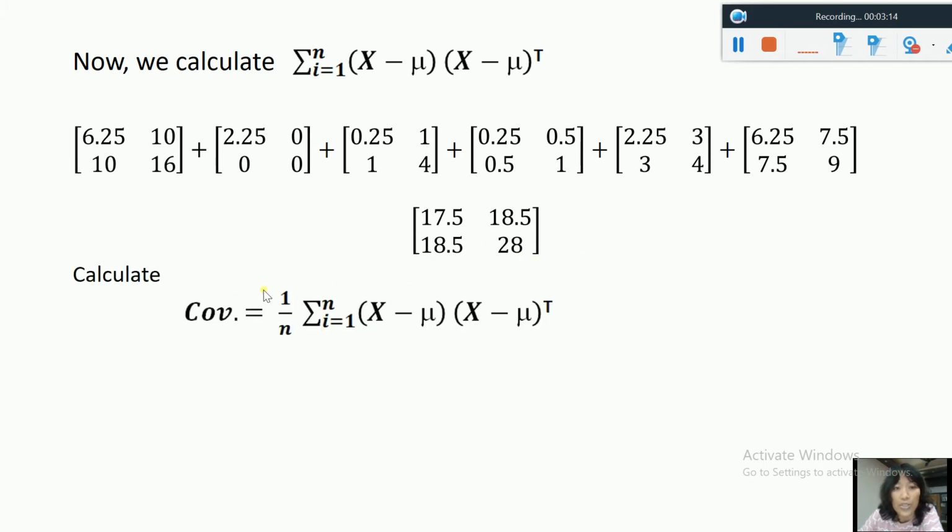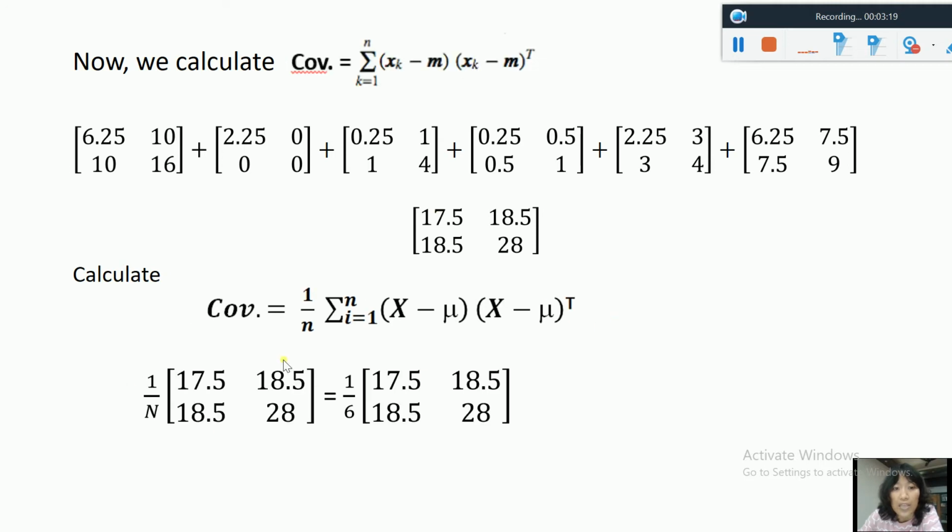Now I need to calculate the covariance of this matrix. As n is the number of data points, which is 6 here, I divide this matrix by 6, and the resultant matrix is 2.92, 3.08, 3.08 and 4.67.